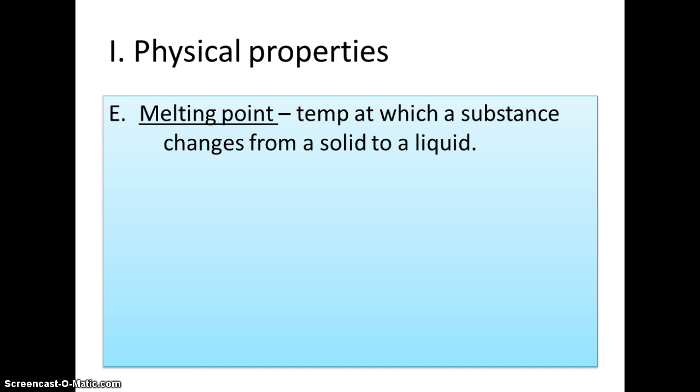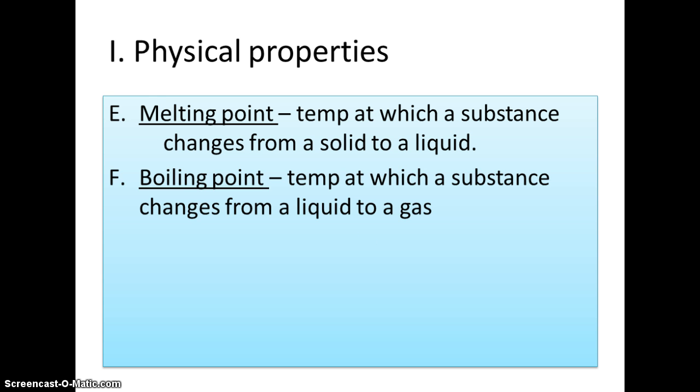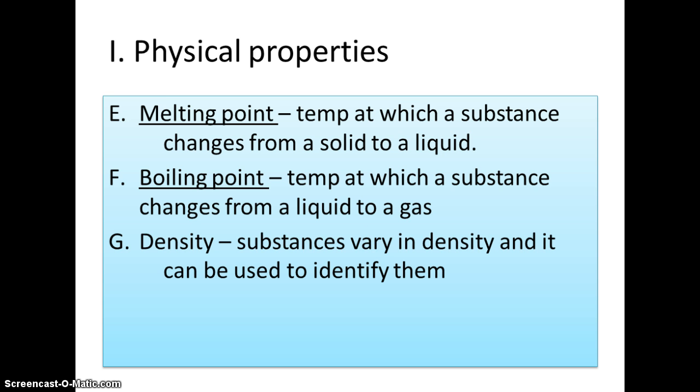The next property is melting point. Melting point is the temperature at which a substance changes from a solid to a liquid. And then we have boiling point. Boiling point is the temperature at which a substance changes from a liquid to a gas. And then we have density. Density we talked about in the last chapter. Substances vary in density and it can be used to identify them. So we know that the density of water is always 1, and so if we have an unknown substance and its density is 1 and it's liquid, we probably would know that it's water.